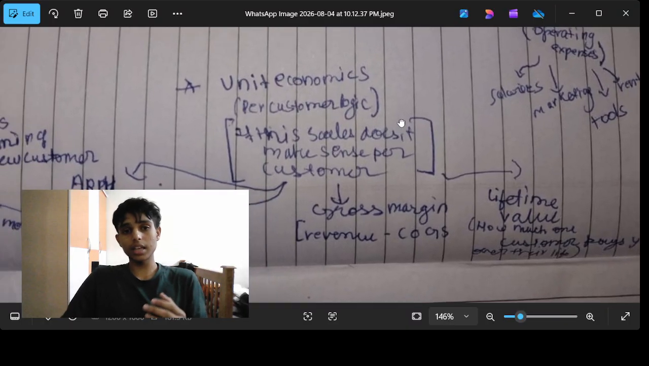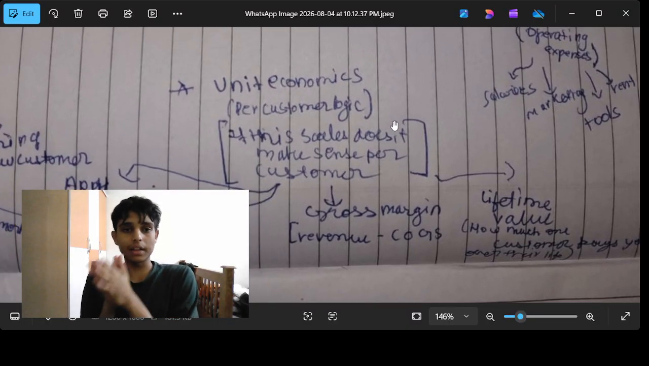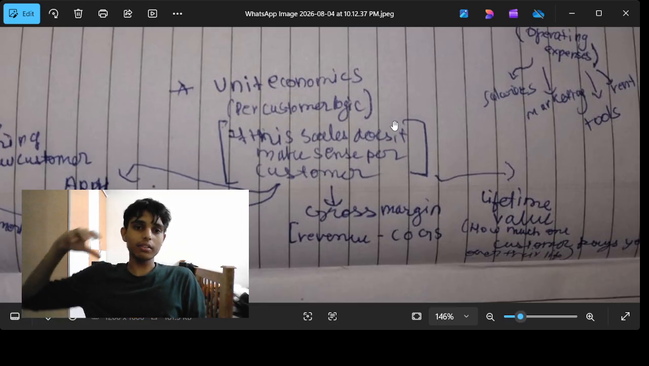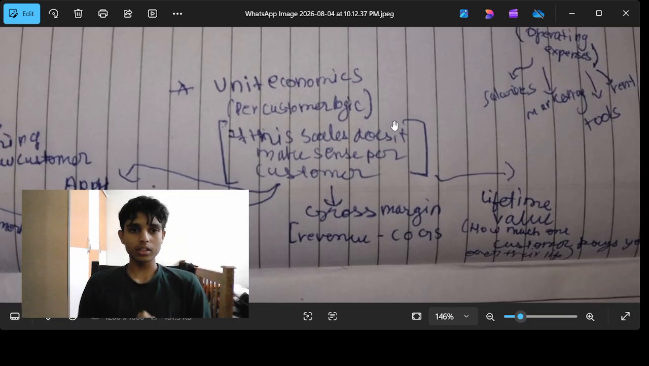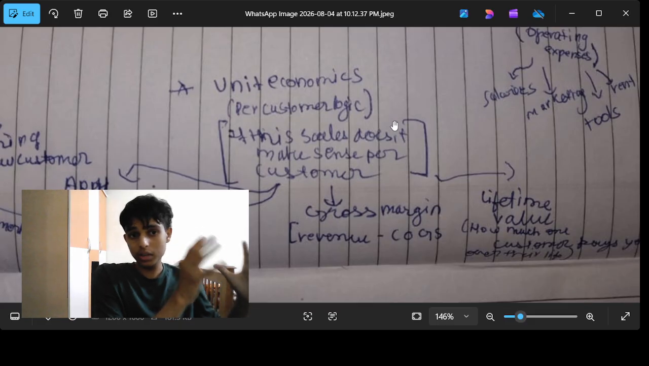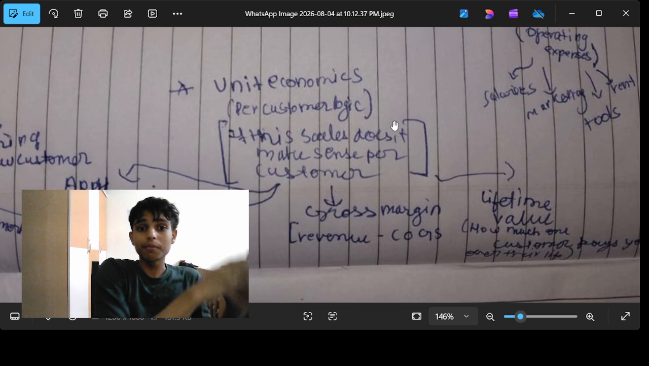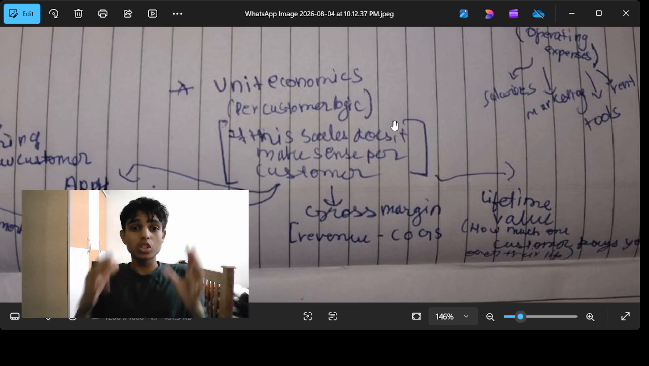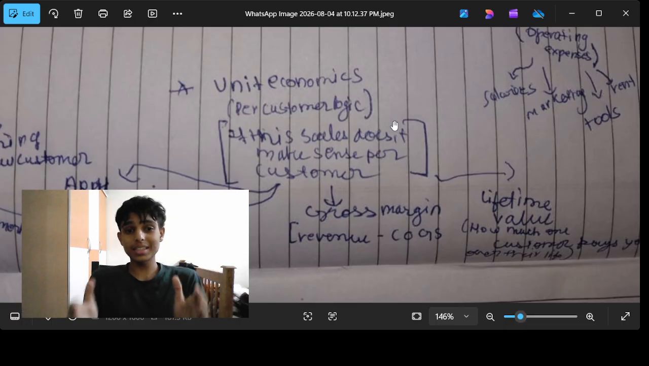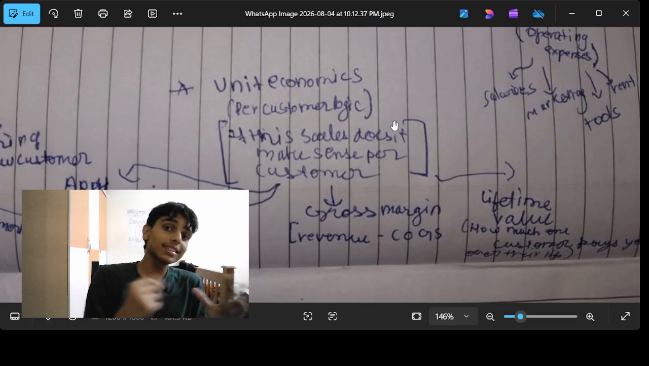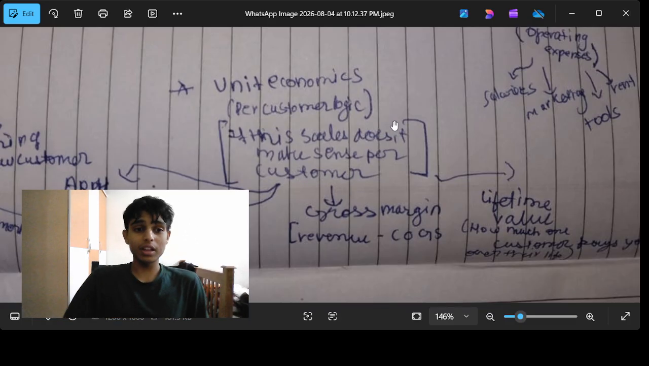Then another section that comes in building a financial plan is unit economics. If your brand scales, unit economics, just break down the term: unit, per unit; economics, finances. The finances behind per unit, per customer. So if at scale the finances per customer don't make sense, it doesn't work, and this depends on various factors.